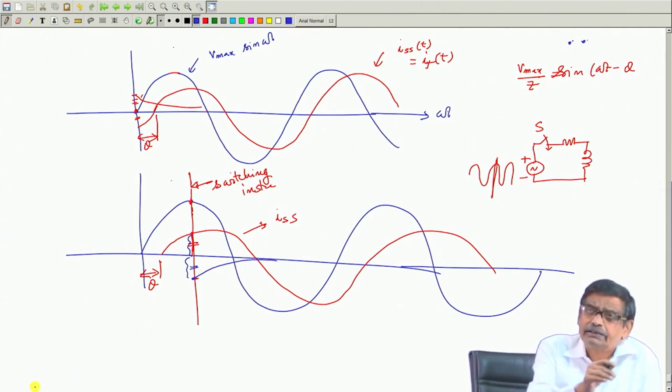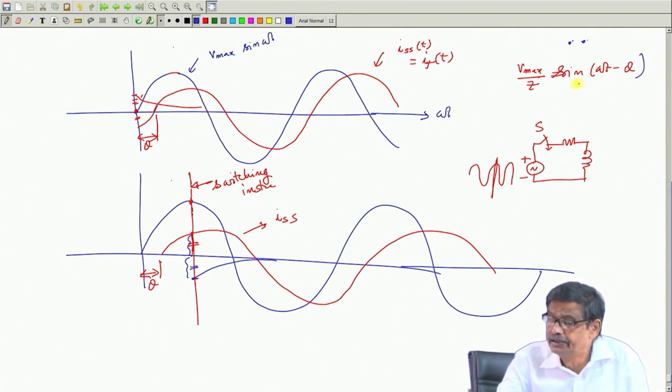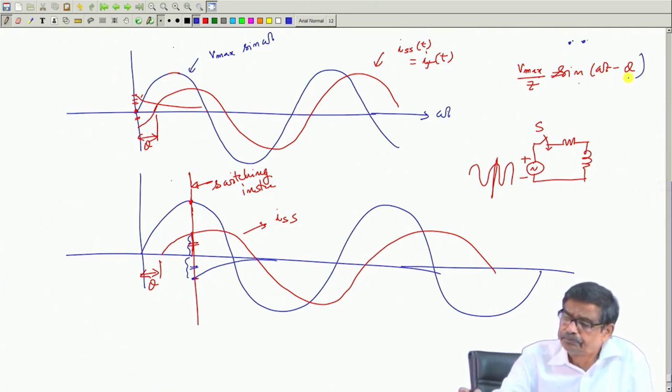So, behind all these mathematical steps, one can easily write down the steady state part of the solution, which is very easy to write: sin omega t minus theta. From that, whatever time you switch on the circuit, you can make up the transient.